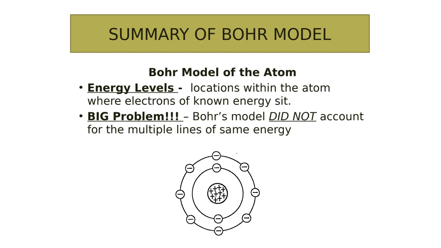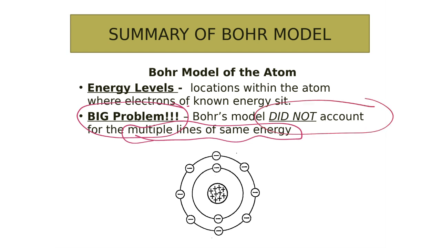So to summarize the Bohr model, we know that there are these energy levels that exist, and this is from Bohr's experiments with hydrogen. But a big problem of Bohr's model was that when we see multiple lines of the same energy, for example, a couple of blue lines side by side, or 2 or 3 yellow lines side by side, his model did not account for that. Each of those lines represents a location away from the nucleus where this electron has jumped. So if you were seeing multiple lines of the same color, we know that something else is going on within the actual energy level itself.